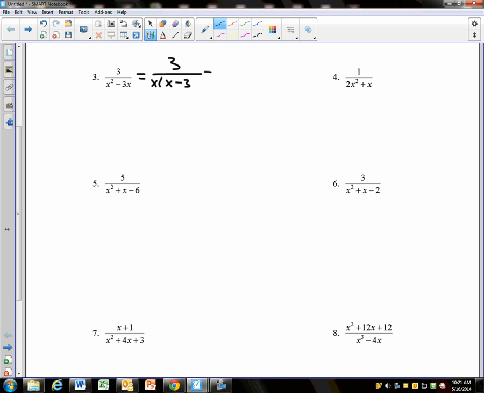So in other words, there's some piece on top, a, over x plus b over x minus 3, that will give you that result. Well, we'll take care of the 3 in a little bit.